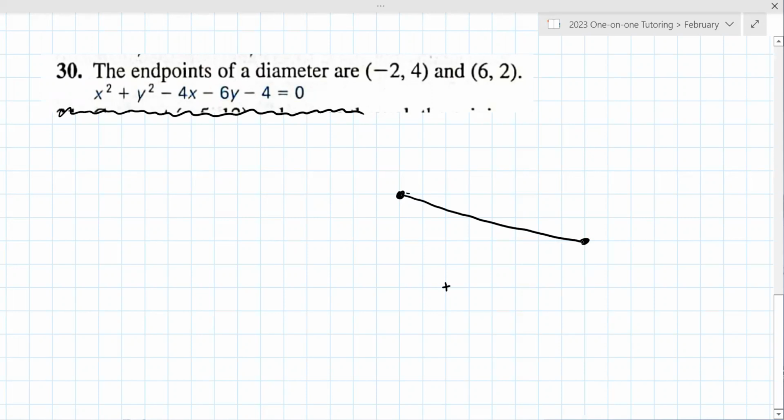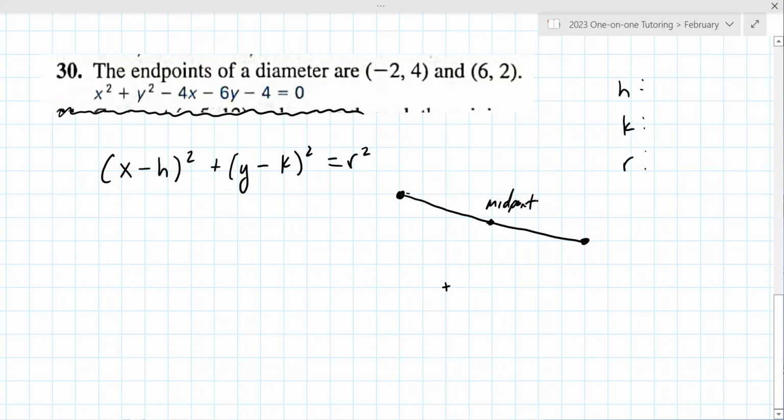So the diameter is somewhat helpful. You need the following for a circle. You need the equation, but you need h, k, and r. And you can get them from the two endpoints here. So the h and k come from the midpoint. The midpoint is the average of the x's and the average of the y's.